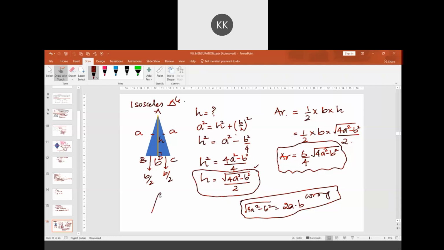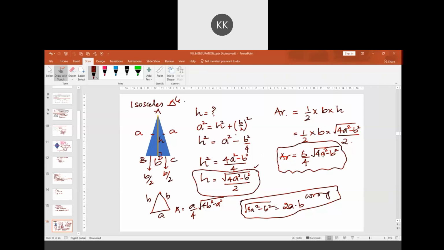Suppose if the sides are interchanged, if this is B and this is A, then the formula will be A by 4 root of 4b square minus a square. This a and b will interchange. Understood? How to remember the formula? You must remember it like this.